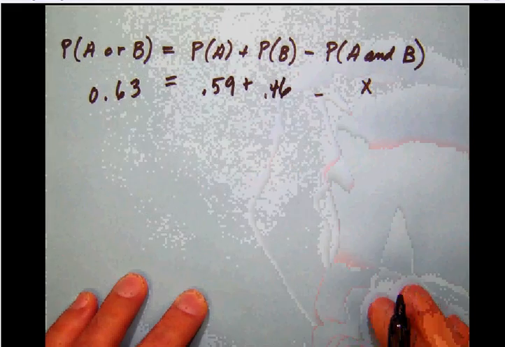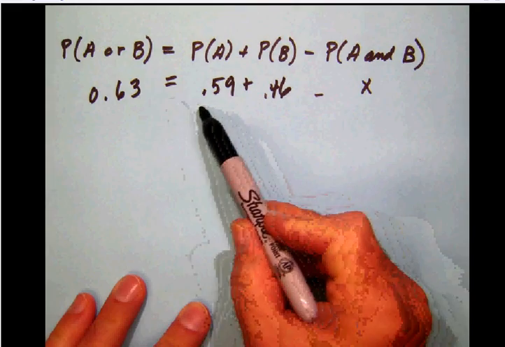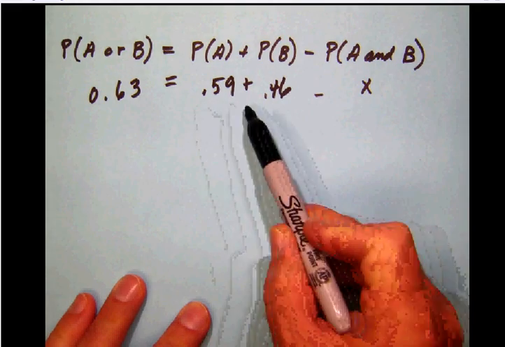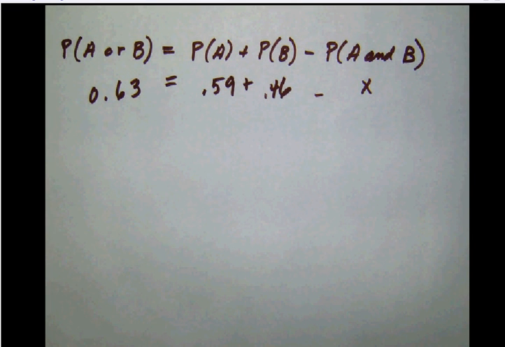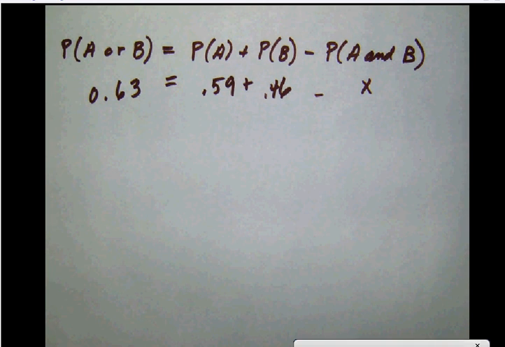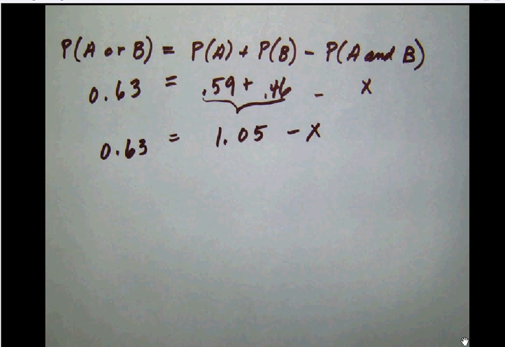And so then we're going to have our equation set up. 0.63 is equal to 0.59 plus 0.46 minus x. And so we're going to need to proceed to solve for that in a series of steps, just like we did back in the algebra types of problems. Now we'll notice here that the 0.59 plus the 0.46 adds up to 1.05, so we can make that simplification and write a step. 0.63 equals 1.05 minus x.